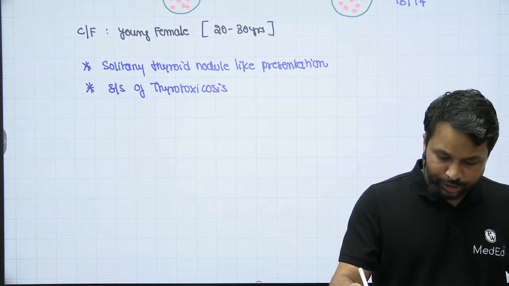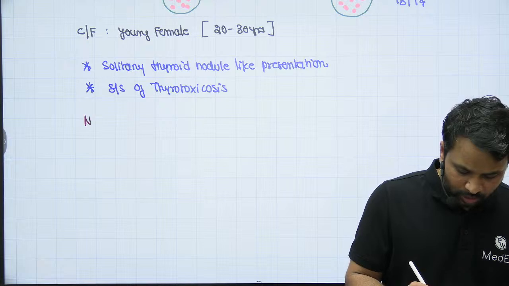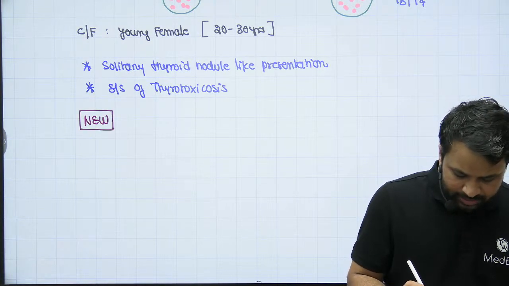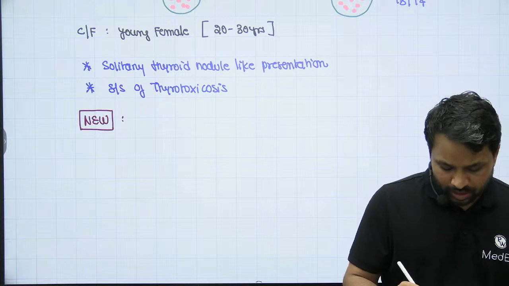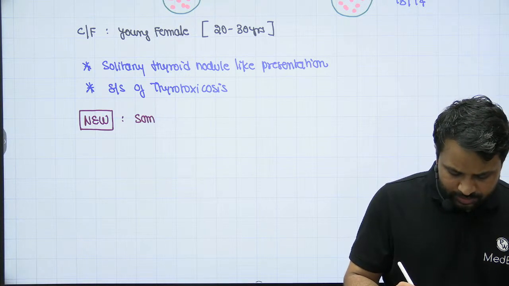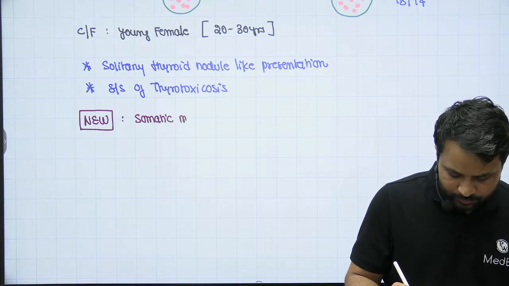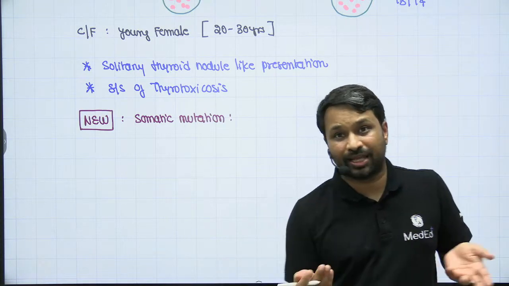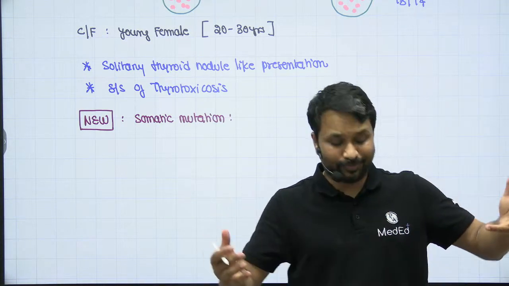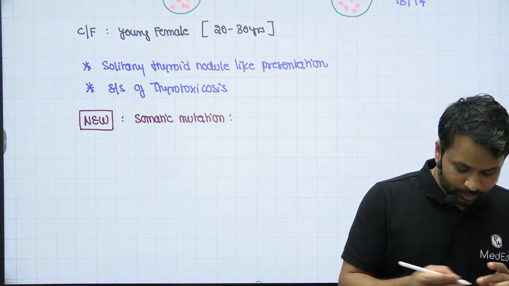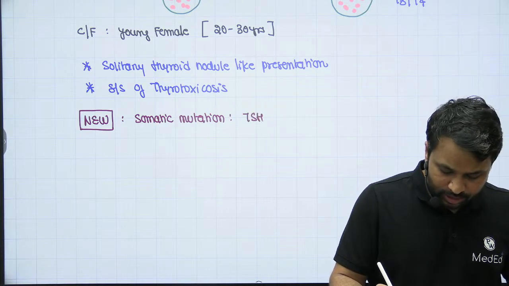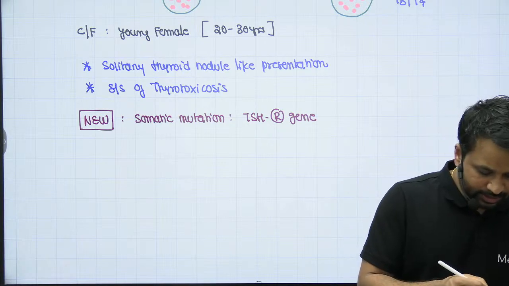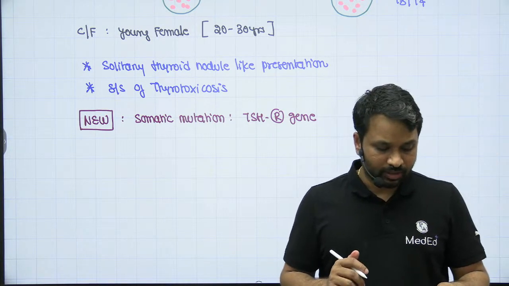Now, one new update that we have from the toxic adenoma. What is the new update that we have? In a toxic adenoma, they are known to now be associated with a somatic mutation. This mutation obviously will be in the receptor, that is why they are not able to regulate or express it properly. So this somatic mutation is seen in the TSH receptor gene, right?